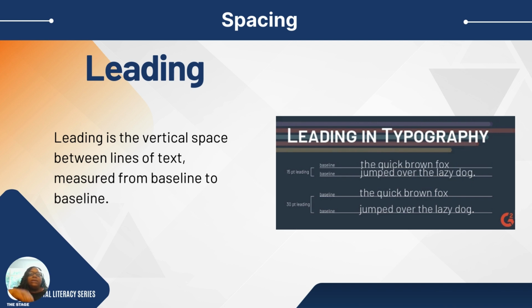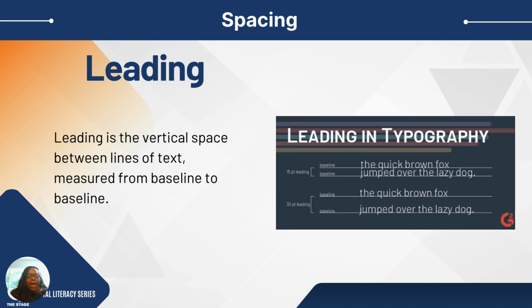Now we have leading. Leading is dealing with line spacing. Before we were talking about character spacing, now we're talking about line spacing. Leading is the vertical space between lines of text measured from baseline to baseline, right? And we know the baseline is that imaginary line where the characters sit. So baseline to baseline in between lines of text. The importance of this is that it affects readability and comfort. It also creates visual hierarchy and balances the text block visually.